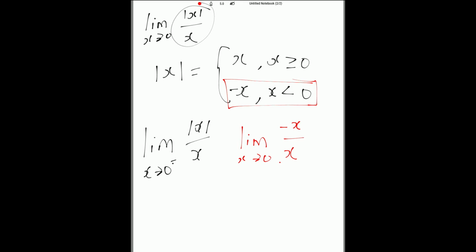Now, we can easily tell that the x cancels with the x, leaving us with the task of finding the limit of negative 1 as x approaches 0. And we know that the limit of a constant is the constant, so that will be equal to negative 1. So now, we see that the limit of mod x over x as x approaches 0 from the left is equal to negative 1.